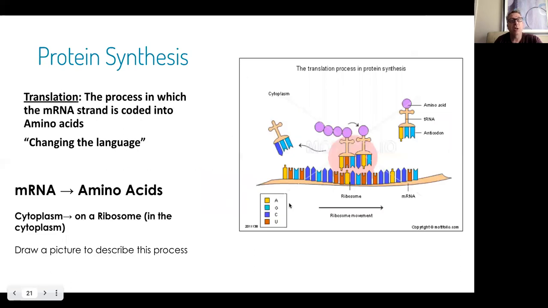All right. Translation. So this is the process in which the mRNA strand is coded into amino acids. And this is changing the language. And that's where the term translation comes from. So you can see, and again, you can draw a picture.